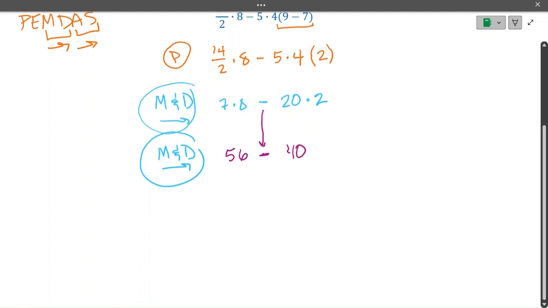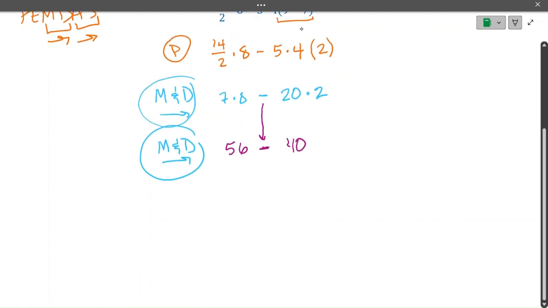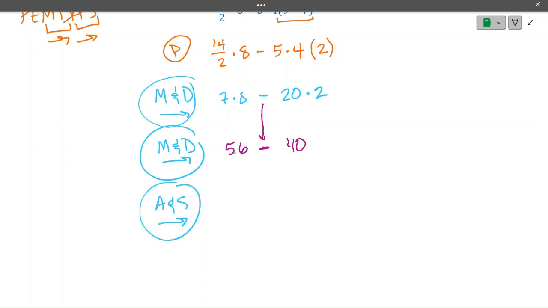All right. And now I am moving to my very last step, which is addition and subtraction. And again, we're working from left to right. 56 minus 40 is 14. And there you have it. Our third expression is now simplified. Oh, it's not 14? Sorry about that. It's 16. 56 minus 40 is 16. All right, there you have it. We are done. We correctly simplified 3 expressions.